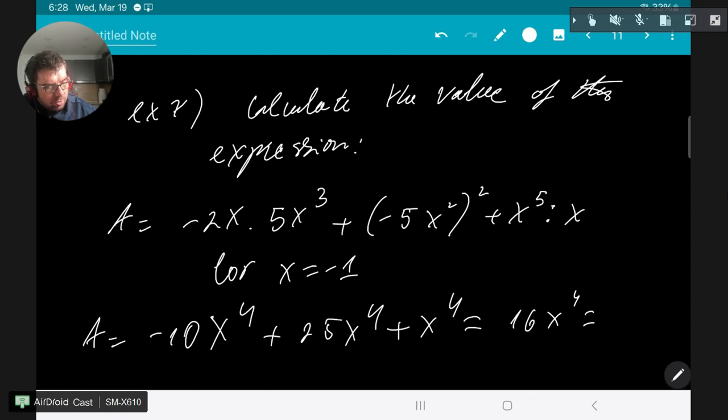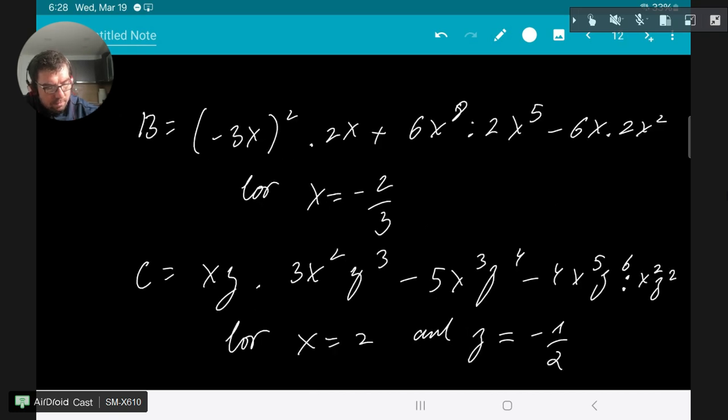So minus 1 to the power of 4 is 1, so I get 16 as a result, right? I can make a mistake. If I make a mistake, please correct me in the comments below. But I think so far so good. What about b here?